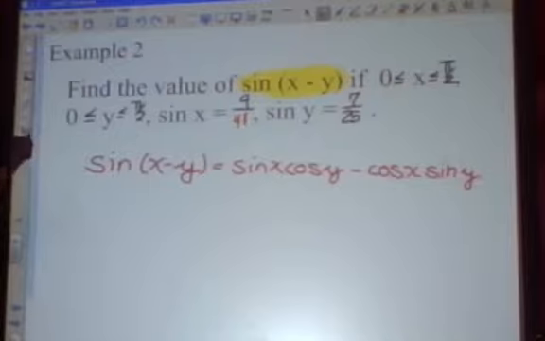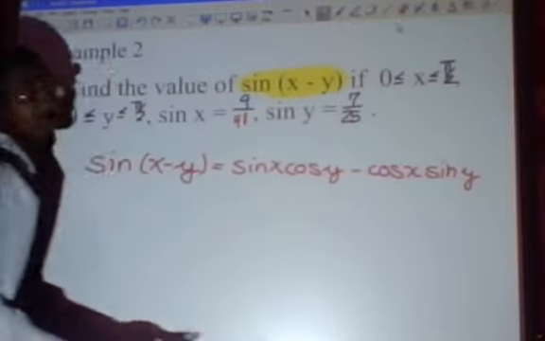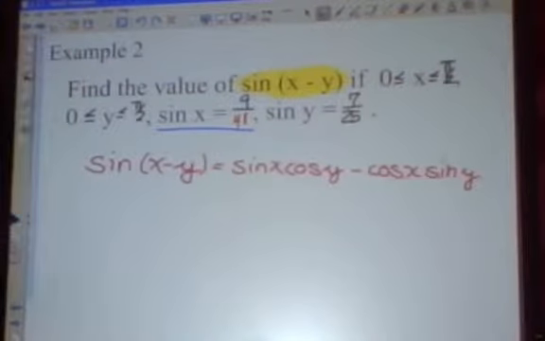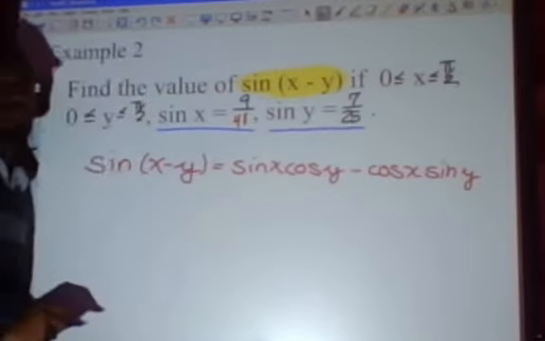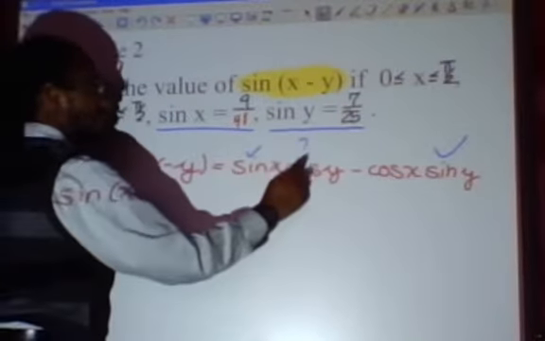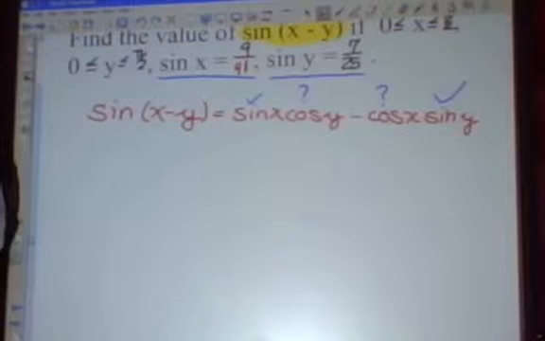Now, looking at this, they've already given us values for two of them: sine x equals 9 over 41, and sine y equals 7 over 25. So we have these two, but we must find these two. We don't know what they are, so we're going to have to use one of our trig identities to help us solve it. We're looking at a trig identity that has both sine and cosine in it, so we can substitute sine in and find out what cosine is.